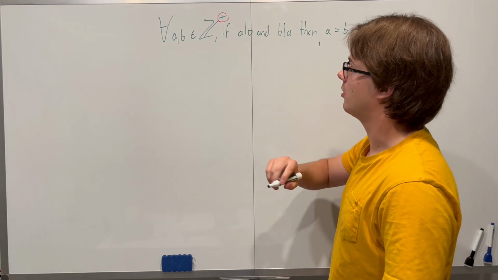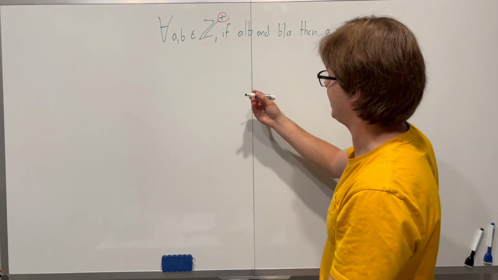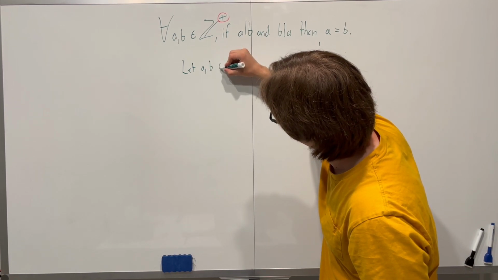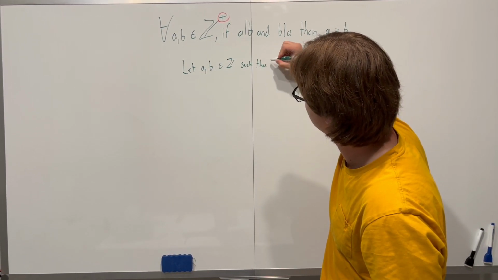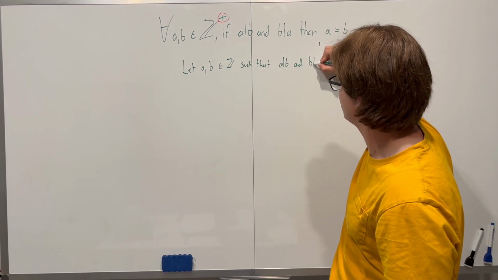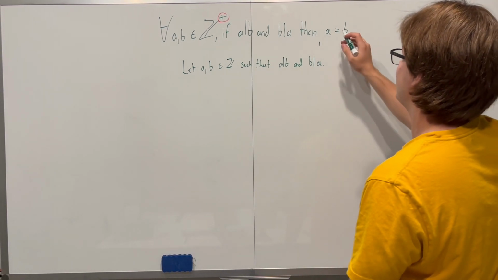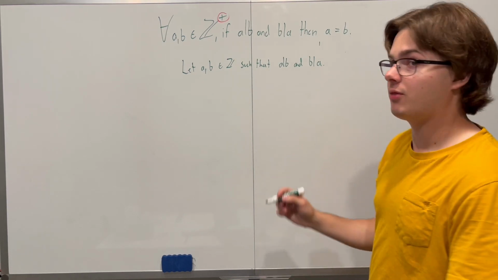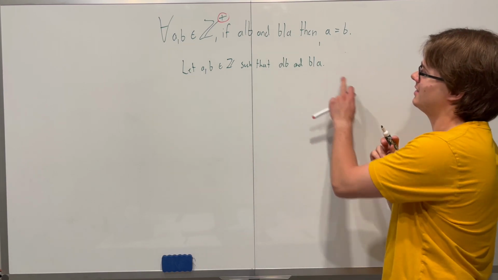First, we want to suppose our P statement, or because it's a for all statement, we want to say let a and b be integers such that a divides b and b divides a. Now remember, our goal here is to show that a and b do in fact have to be the same number, but we aren't there yet. Let's first unpack what it means to say a divides b and b divides a.